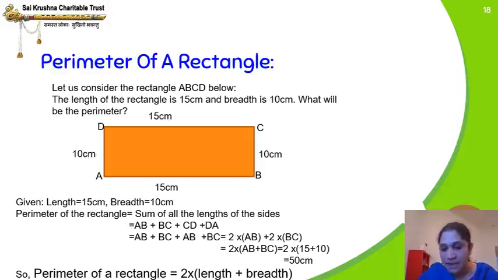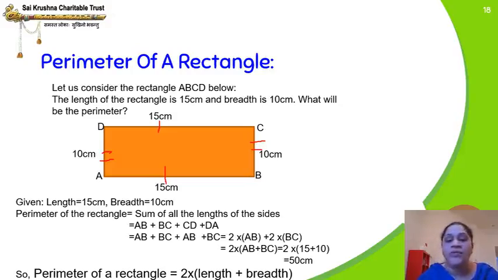So AB is AB, BC is BC. Now here CD. So when you see, CD is nothing but AB because these two are equal. So instead of CD, I have written AB. So now here DA, what is DA? DA is nothing but BC because both are 10 centimeters and both are equal. So instead of DA, I have written BC.